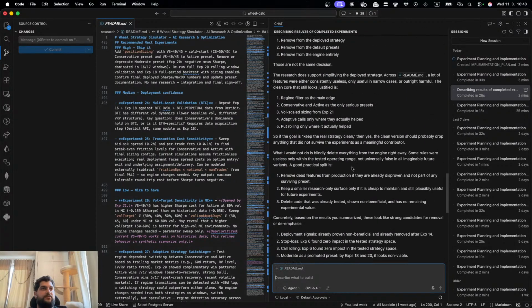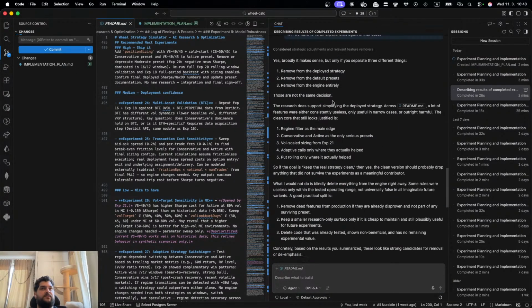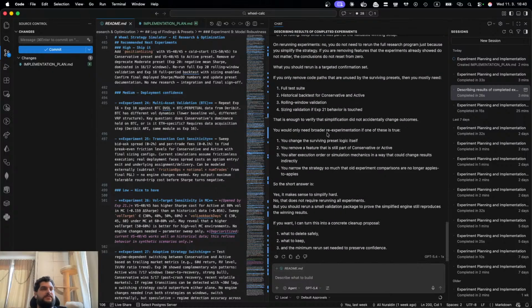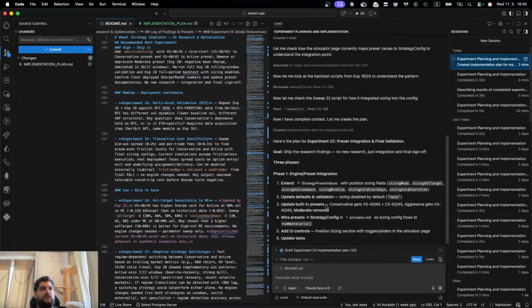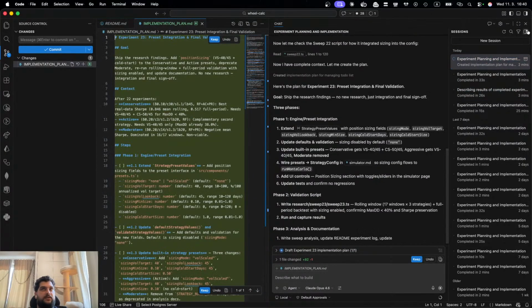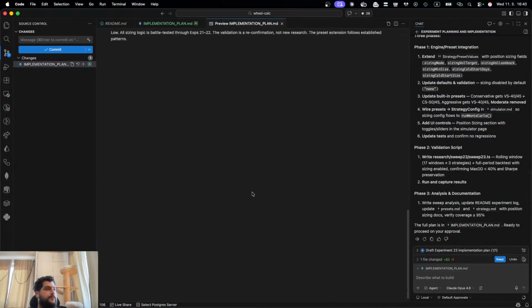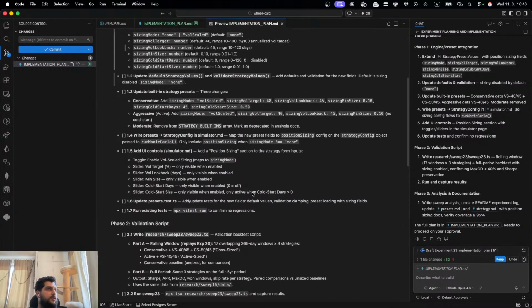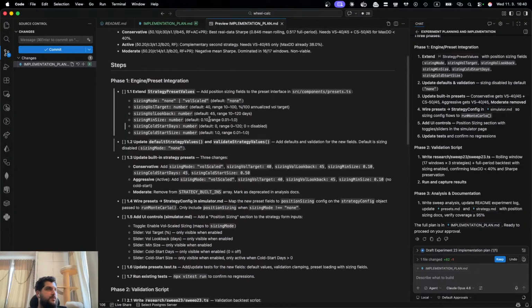Okay, I was reading here about the simplification, and it said we can simply simplify it. Long story short. Okay, let's take a look at the plan here. It again involves changing the engine, right?